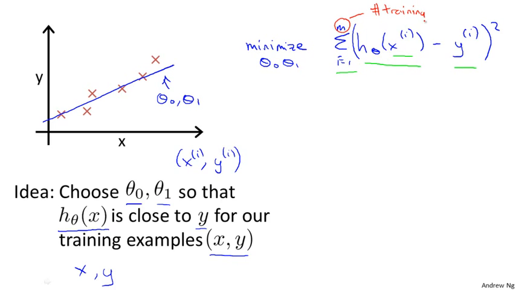right? So the m there is my number of training examples. That hash sign is the abbreviation for number of training examples. Okay.